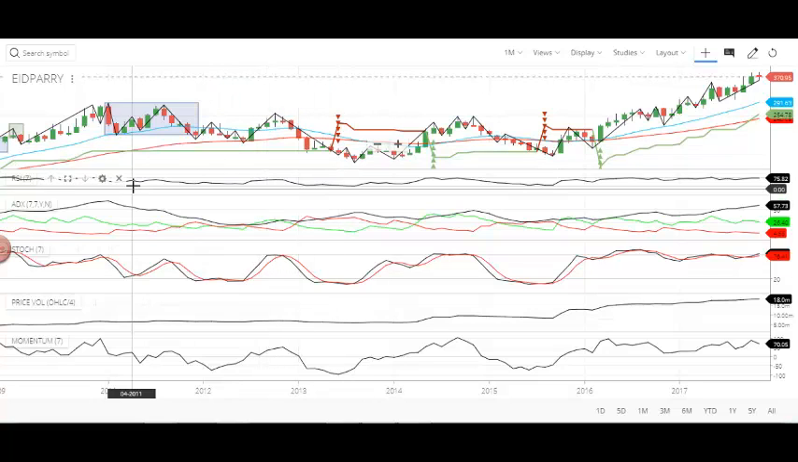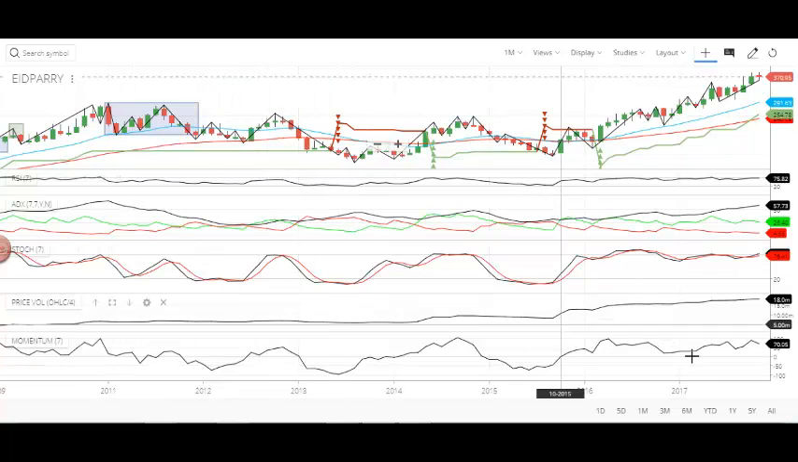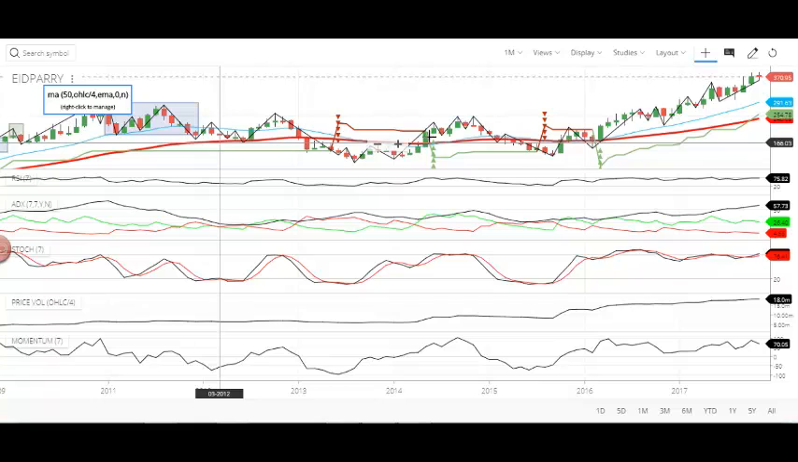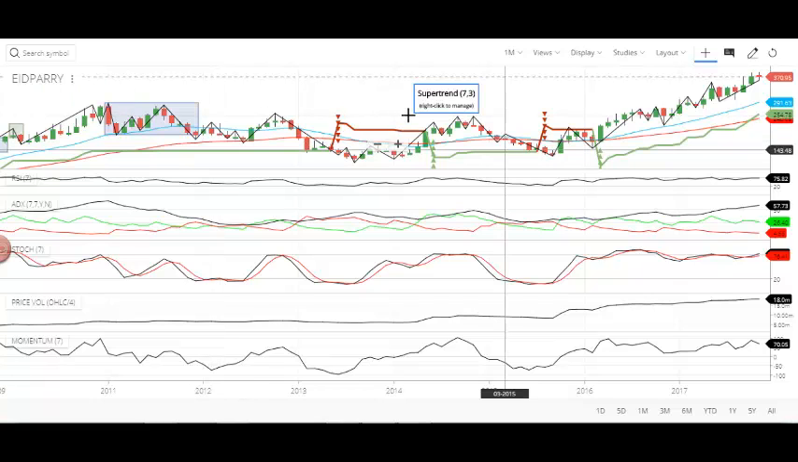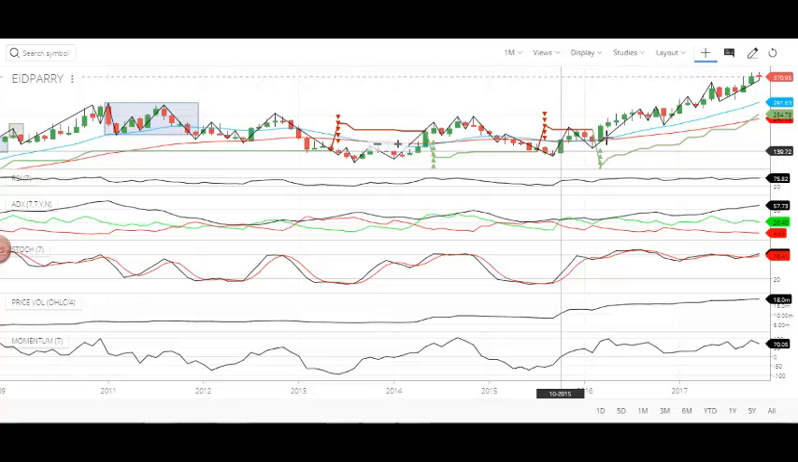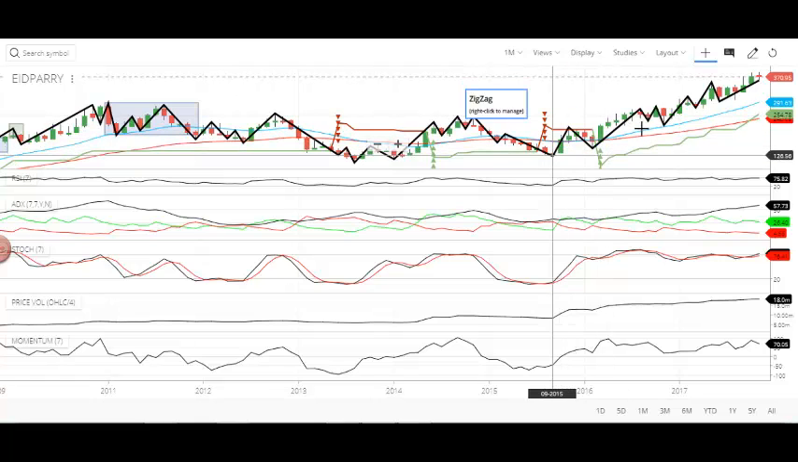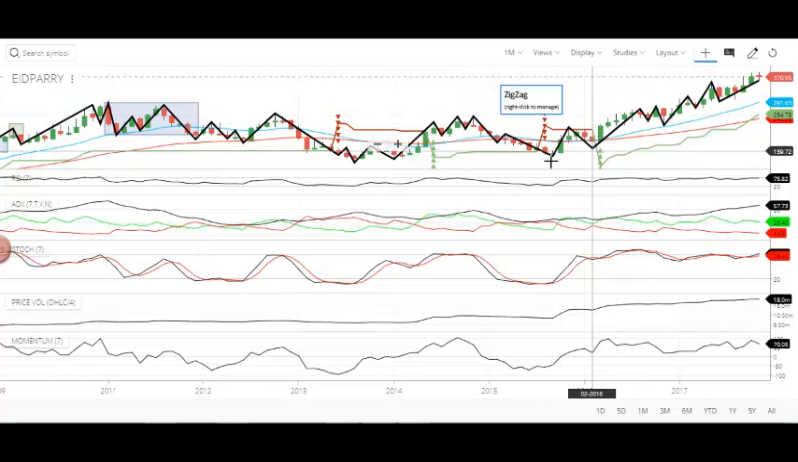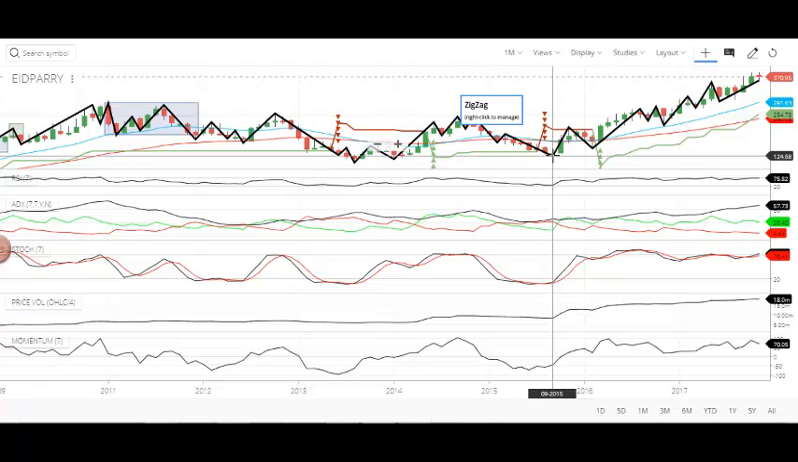Now we have data since 2009 up to 2017 November 14th for EIDPARRY. If you look at the historical price pattern, there is a lot of sideways movement which you can clearly see here. But I am taking from this point, from September 2015 onwards. Actually, a new trend has started, and this trend is continuing even right now. So that is the reason why I am taking this point. This is the origin.